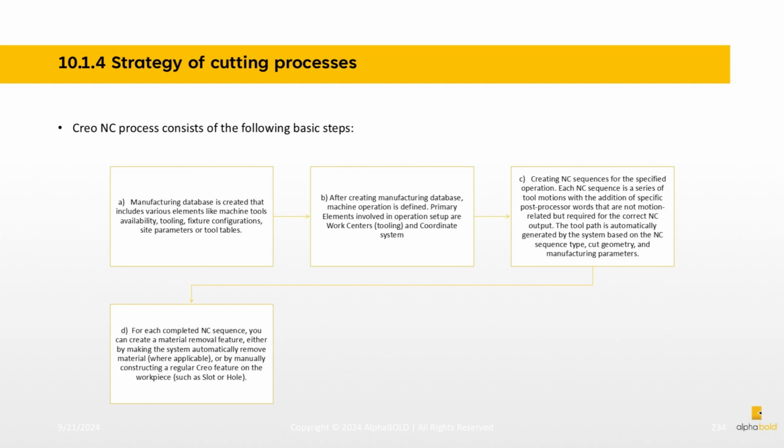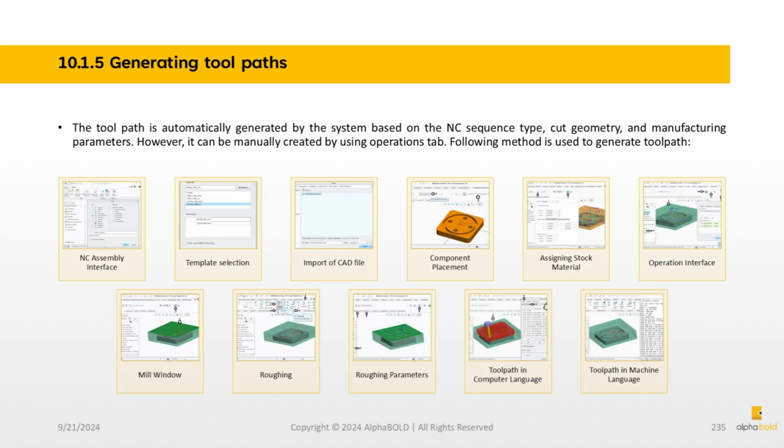D. For each completed NC sequence, you can create a material removal feature, either by making the system automatically remove material, where applicable, or by manually constructing a regular Creo feature on the workpiece, such as a slot or hole. However, it can be manually created by using the Operations tab. Let's discuss the method to generate tool path in a bit more detail.